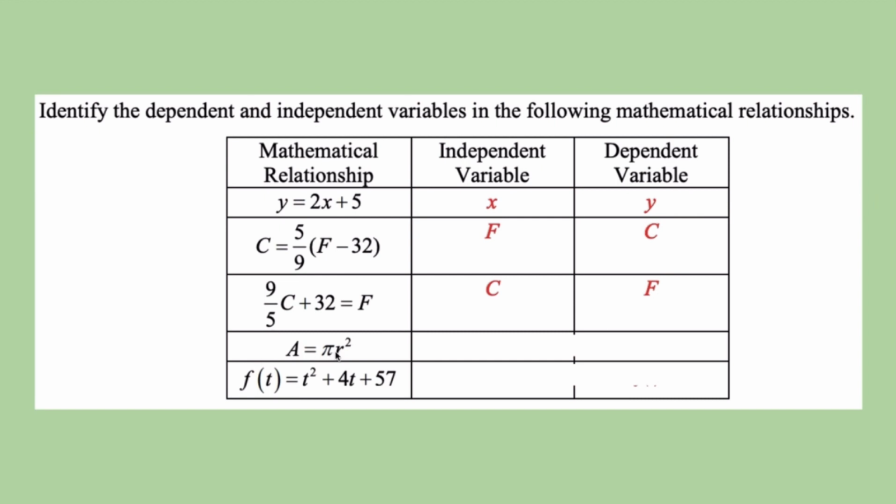Okay, so for the next example, our independent variable is r, and our dependent variable is a, for the same reasons. For our last one, our independent variable is t, and our dependent variable is f of t.